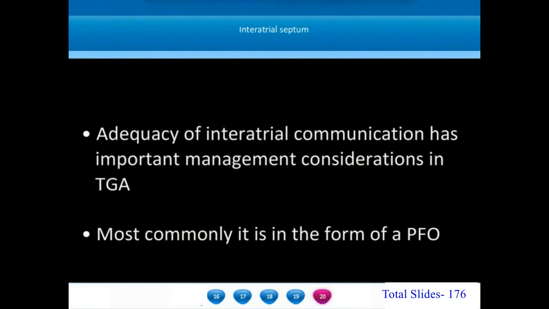Adequacy of intra-atrial communication is very important for maintaining the oxygen saturations in a patient with transposition of great arteries. The intra-atrial communication will be in the form of a patent foramen ovale. If the intercirculatory mixing is adequate, very severe hypoxia will not be present in early neonatal period. However, if the foramen ovale is very restrictive, it may result in life-threatening critical hypoxia in patients with simple transposition of great arteries.